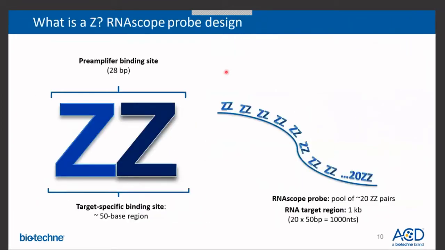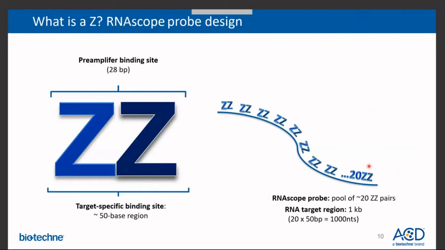The typical RNAscope probe is a pool of 20 of these ZZ pairs. So if each ZZ pair targets about 50 base pairs of sequence, and there are 20 ZZ pairs in a probe, you know that the probe is typically designed against about a 1 kb length of sequence of interest. However, you don't need all 20 of these ZZ pairs available to bind to your target RNA to see signal. You need a minimum of only about 6 ZZ pairs to bind. So with all that redundancy built into the probe design, it stacks the deck in your favor of being able to see signal even if the RNA in the sample is somewhat degraded or fragmented.